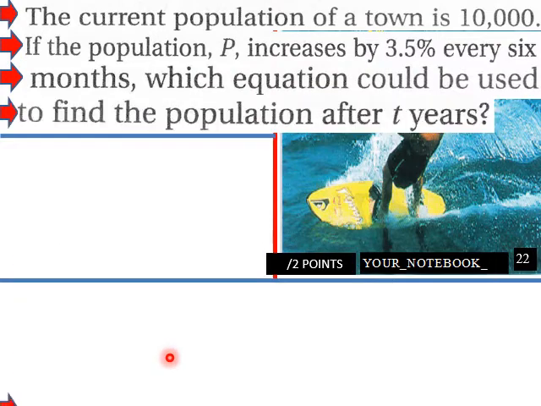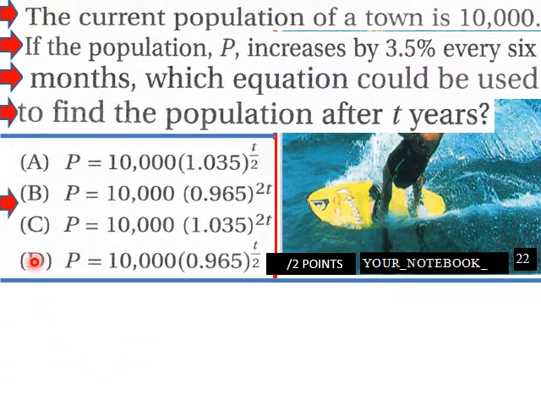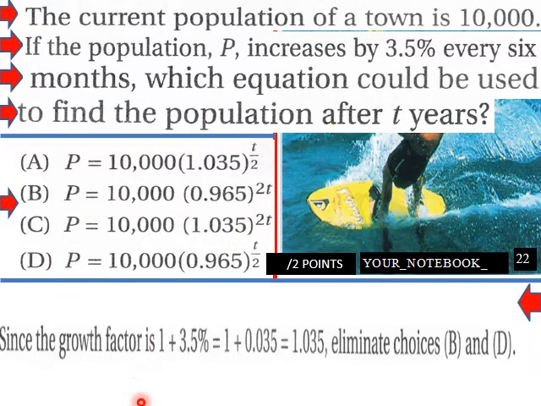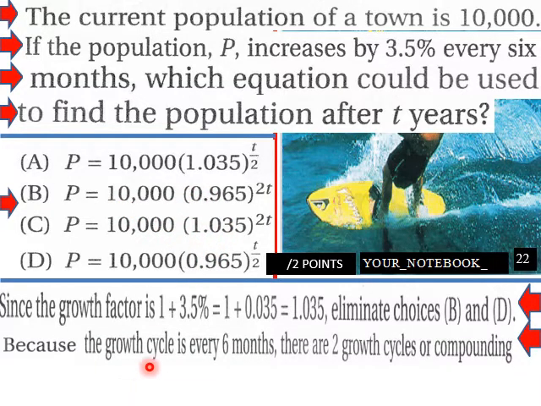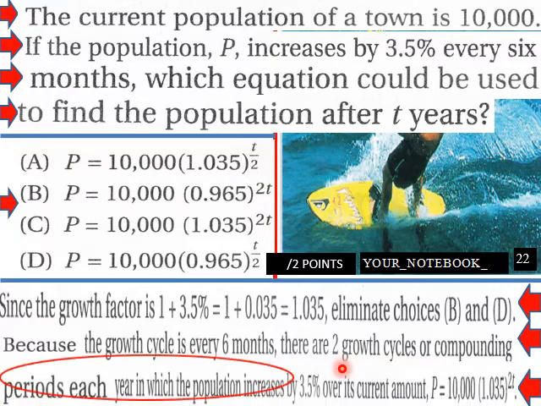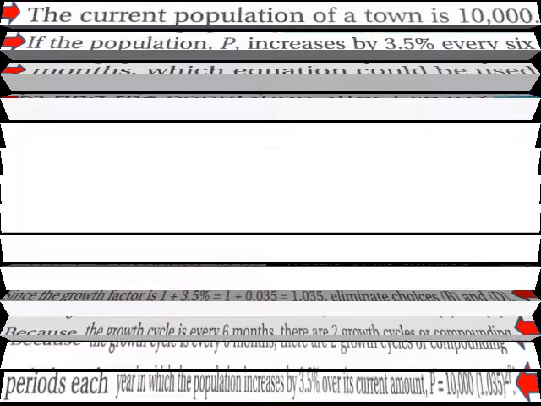So this will be an example here of a town that increases by 3.5% every 6 months. Which one of these would be the formula that would represent that? Growth factors are 1 plus. Eliminate choices B and D, because they're less than 1. And then the growth cycle is every 6 months. There are 2 growth cycles or compounding periods each year. So this is a dead giveaway right there.